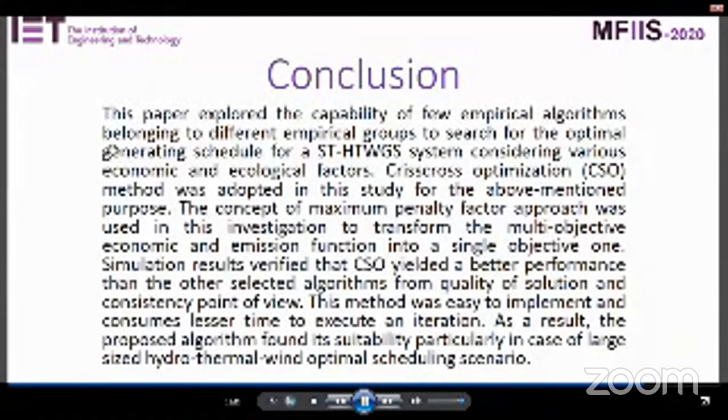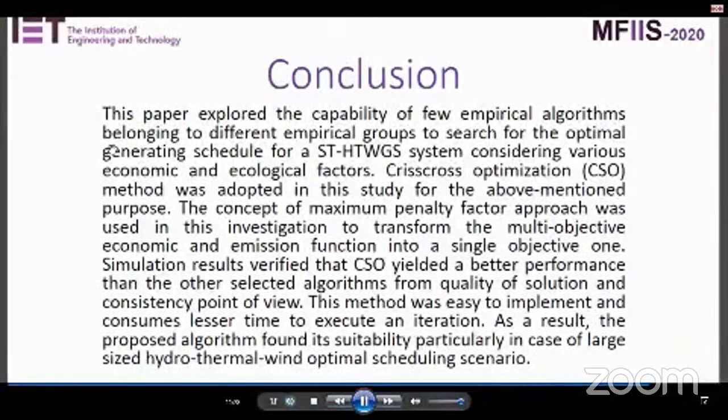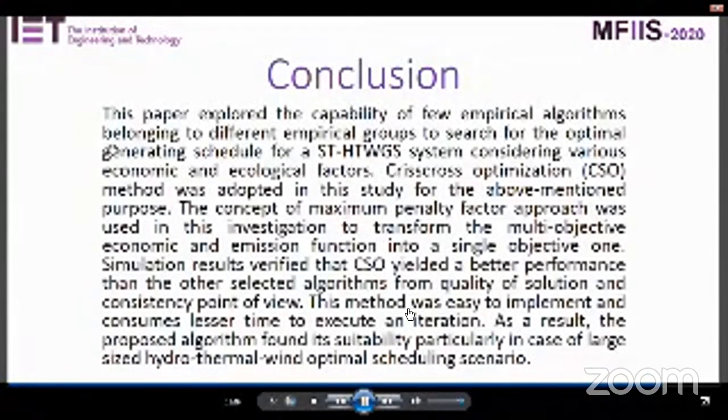For concluding, it is established that this paper explored the capability of a few empirical algorithms belonging to different empirical groups to search for the optimal generation scheduling for a ST-HT-WGS system considering various economic and ecological factors. Criss-cross optimization method was adopted in this study for the above mentioned purpose. The concept of maximum penalty factor approach was used in this investigation to transform the multi-objective economic and emission function into a single objective one.